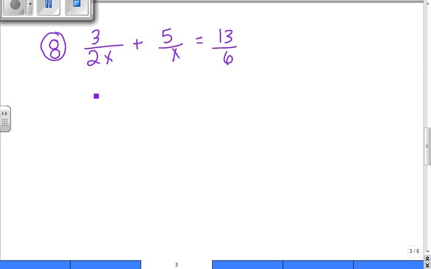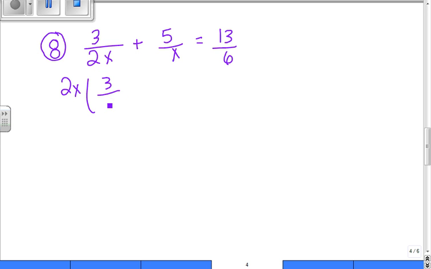Okay, once again, we have a fraction buster, so we need to find the lowest common multiple of our denominators. So we have 2x and x. We could also throw 6 into the mix, but we're going to do it with just 2x and x, just what's on one side of the equal sign. Okay, 2x and x, the smallest thing that they both go into is 2x. So we're going to multiply everything by 2x.